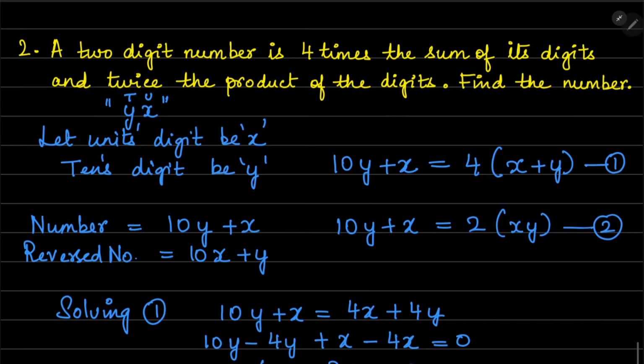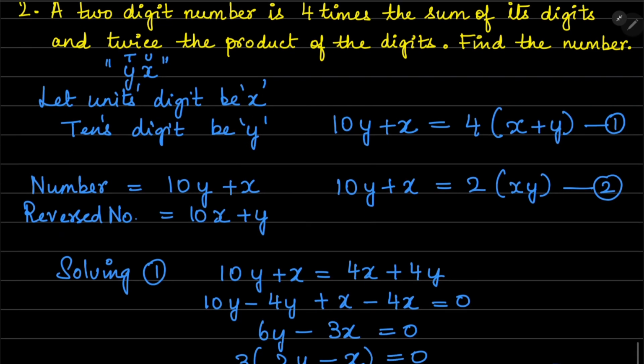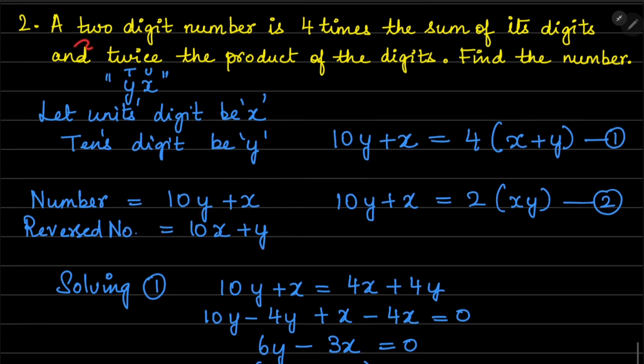But whenever you see the words "2-digit number", take yx: let your units digit be x and tens digit be y. So your number is 10y plus x. And then your reverse number will be 10x plus y. And then apply this. Whatever the statements are, just convert them into algebraic expressions or linear equations.